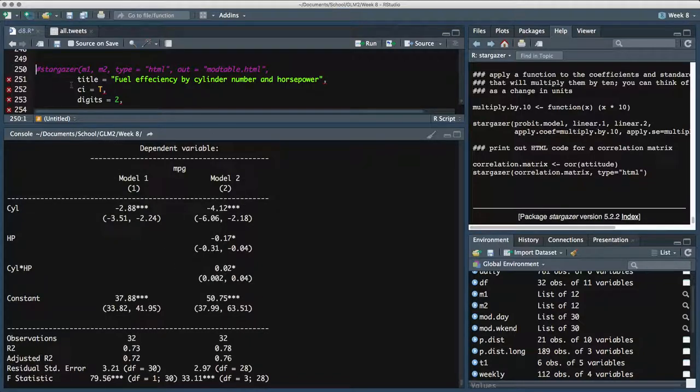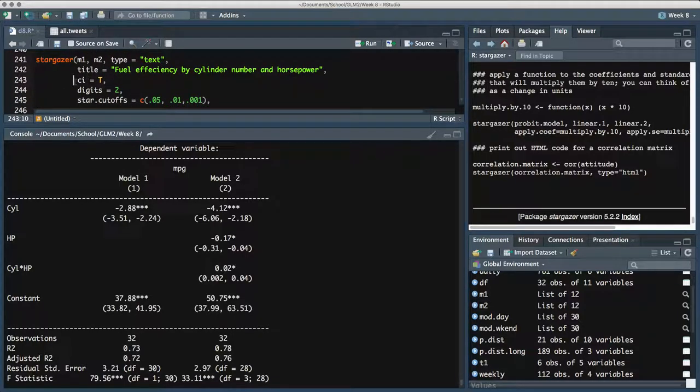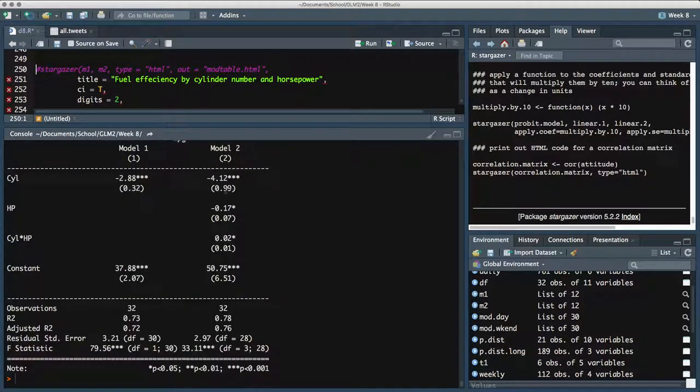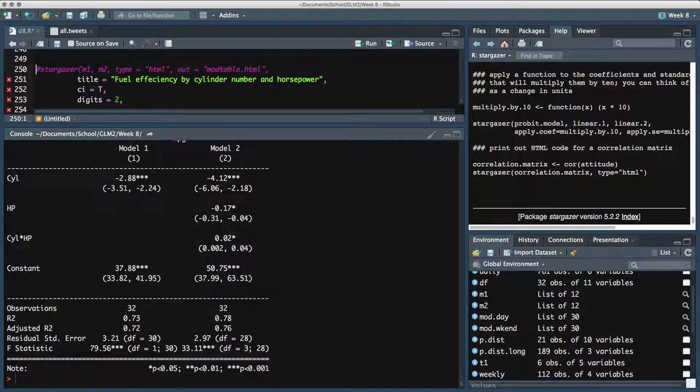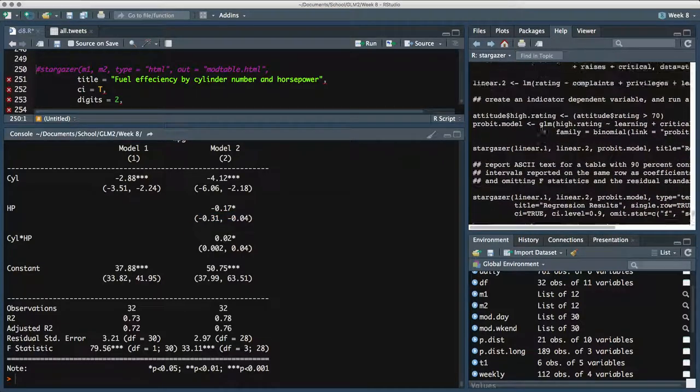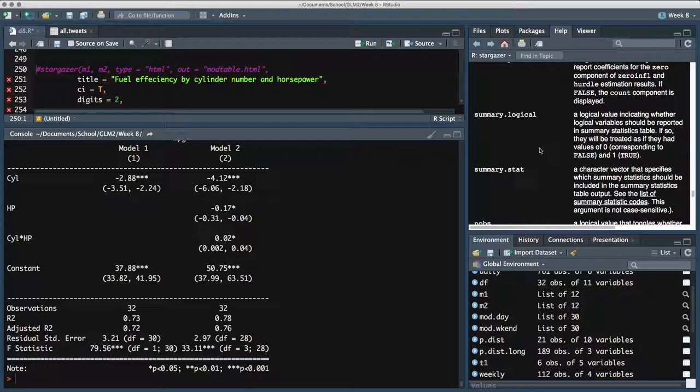What is CI equals T? Yeah, that's the confidence interval. So by default, if you take that out, instead of getting a confidence interval, it's going to give you just standard error underneath. But by telling it CI equals true, when we run it now, it will give me the confidence interval underneath. There are arguments you can put in about the confidence interval if you want something besides the default 95% confidence interval.